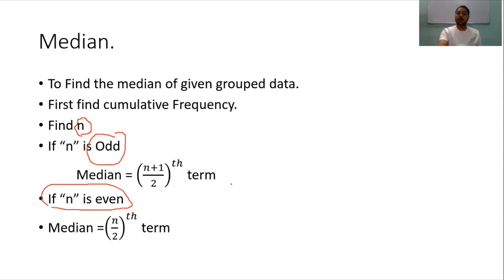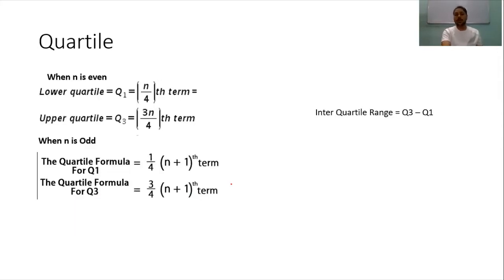Okay. Now, one more term is there, that is quartile. Quartile is the n-4th term of the given distribution here. So we have the first quartile or lower quartile as the n-4th term of the distribution, and upper quartile as the 3/4 of nth term of the distribution here.